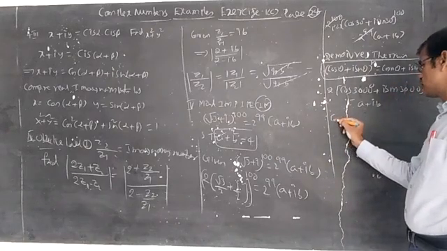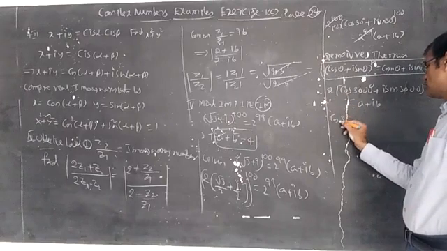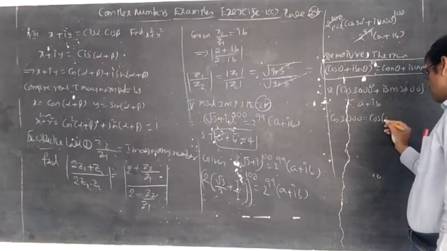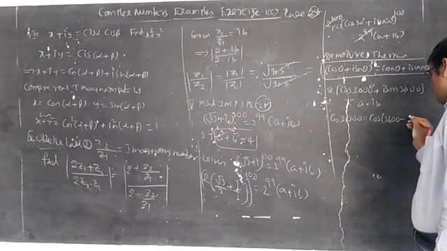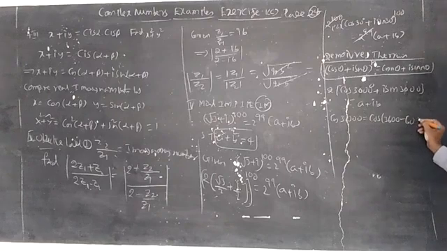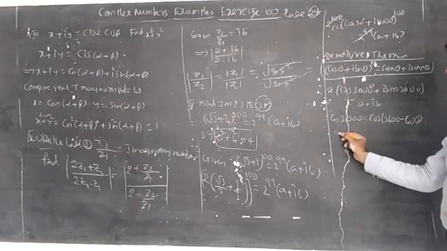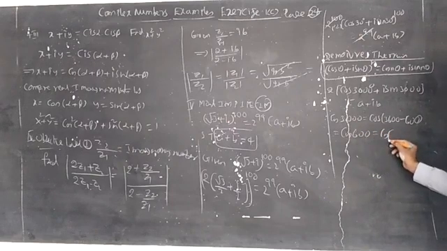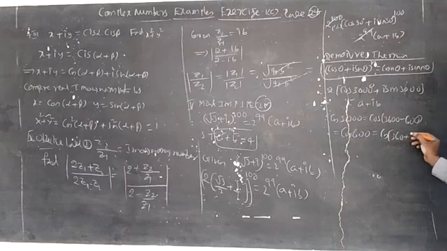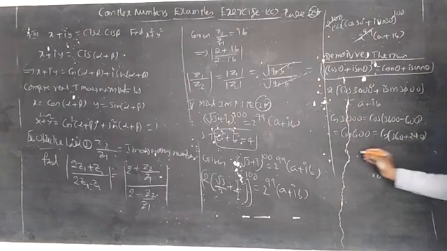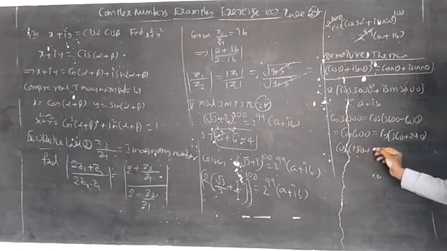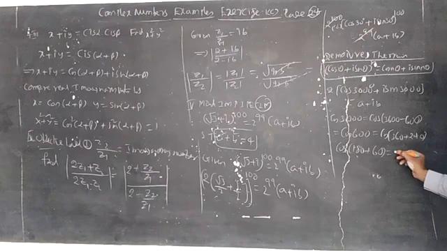Cos 3000, here we should convert. Cos 3000 degrees is cos of 3600 minus 600. Cos of minus theta is equal to cos theta. So cos 600 becomes cos of 360 plus 240. Cos 360 meaning it is 1. So cos 240 you can write as cos of 180 plus 60. It is minus cos 60. It is minus 1 by 2.